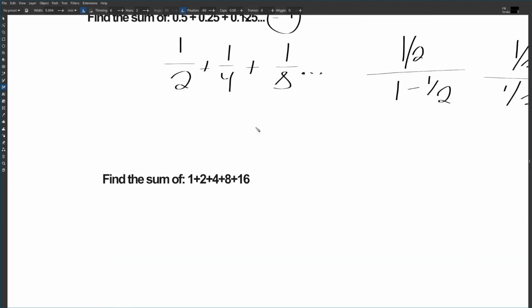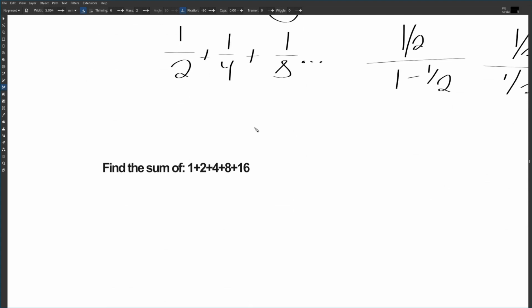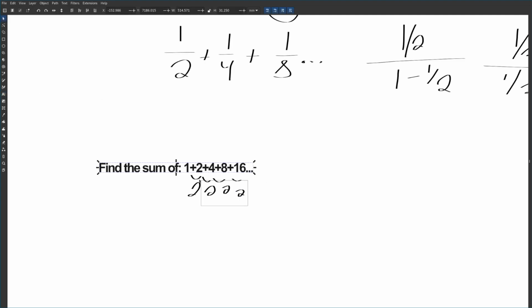On to the next one. Find the sum of 1 plus 2 plus 4 plus 8 plus 16. This seems geometric, right? So times 2, times 2, times 2. This would be fine to do. But if you put the dot dot dot, meaning it goes on forever, then we have a problem. Because if you keep adding numbers that get bigger and bigger each time, you're getting to infinity.